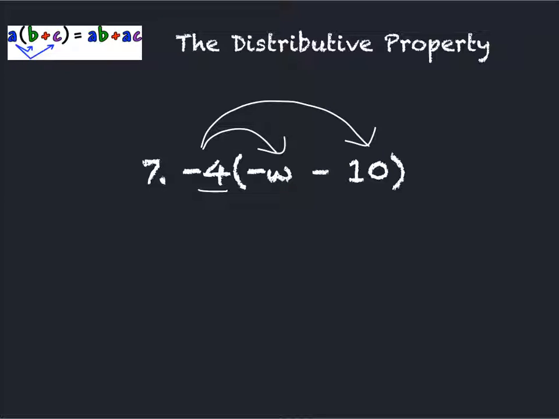So first would be the negative 4 times the negative w. So we have a negative times a negative. Anytime we're multiplying two negatives, same signs, positive. So that would be positive 4w. And then we have negative 4 times negative 10, because remember, negative w minus 10 is the same thing as saying negative w plus negative 10. So we have a negative times a negative, which would be a positive. So that would be positive 40. 4w plus 40. That's it.